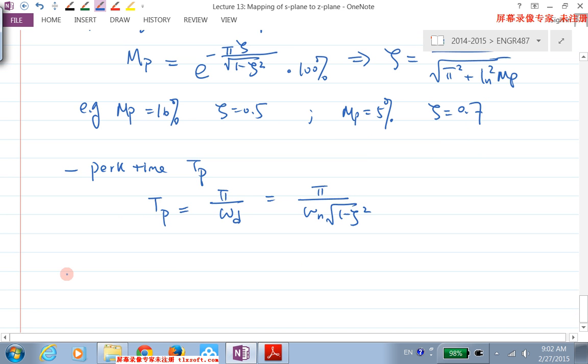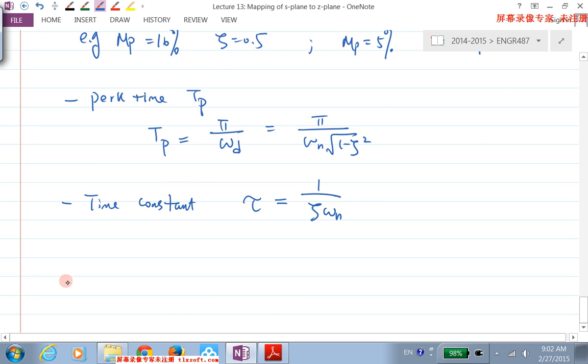You can also have a relationship for the time constant, called tau, and tau is 1 over zeta omega n. Those are very important numbers, or formulas, for control design. If you design a continuous system, those are typical things you have to stick to. You can also have a bandwidth.